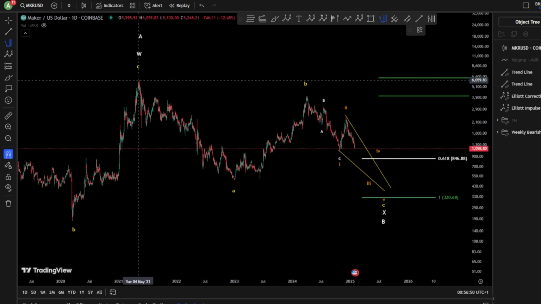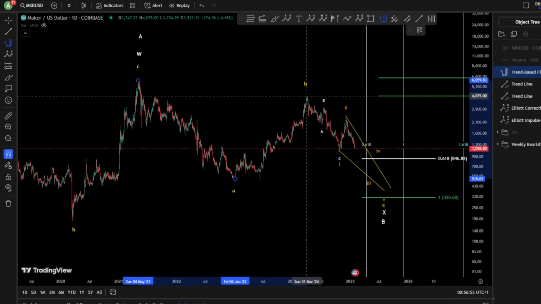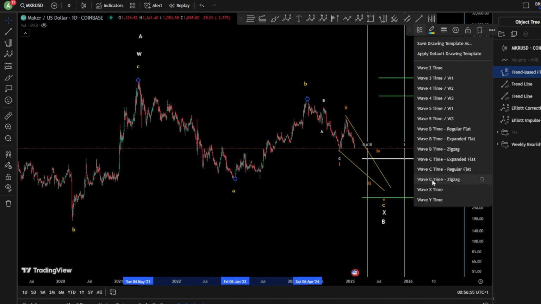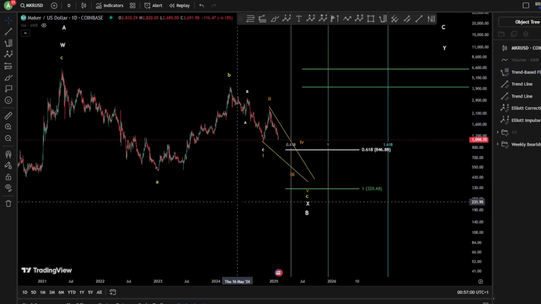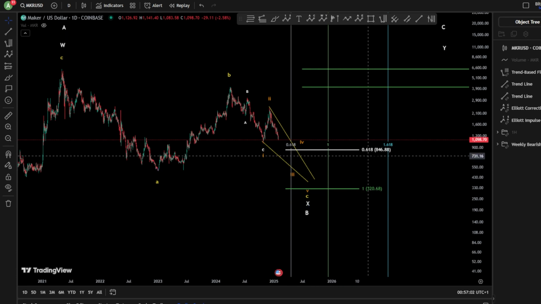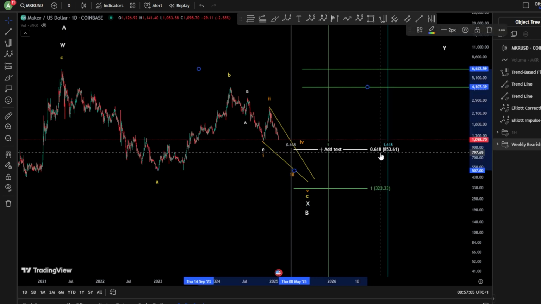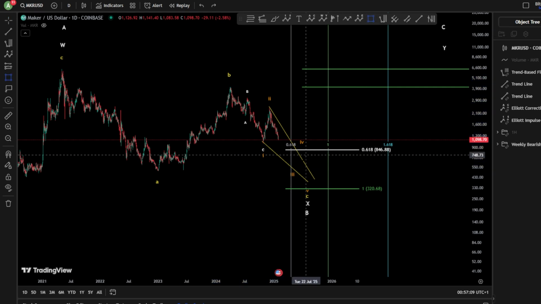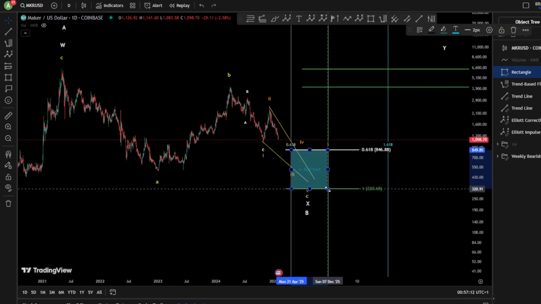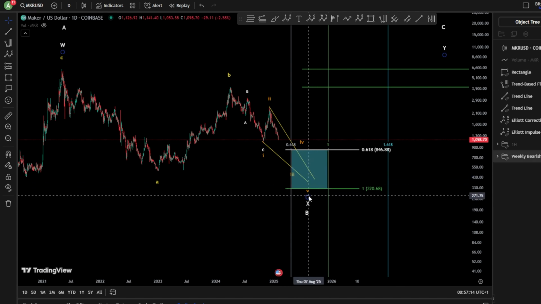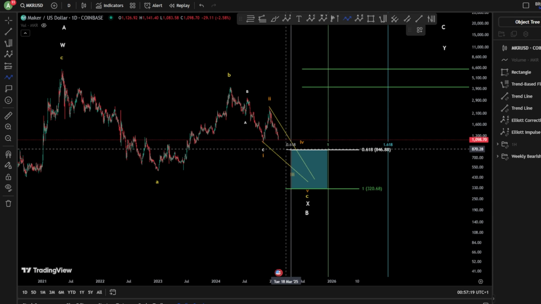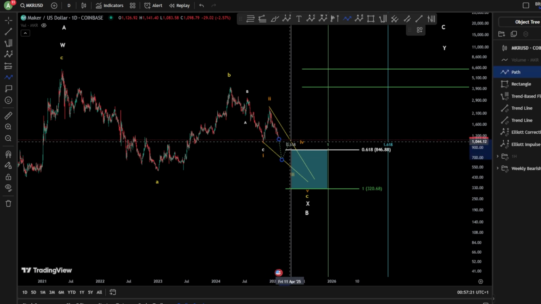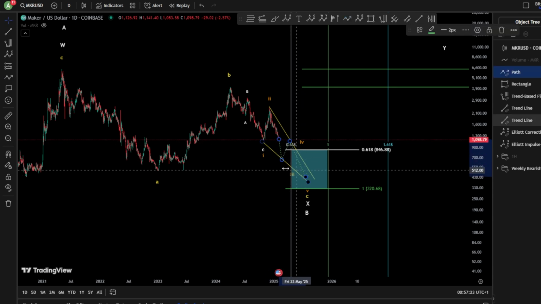So if we take the time taken from the wave A to the wave B, and we look for a wave C in a regular flat, here we go. So this is your perfect time to finish your wave C, I would say between the 0.618 and the one-to-one fib level. So if we have our blue box here, this is the perfect time to finish this wave C and then start to look for higher prices. If we add a little bit here the path of the downtrend, that would be perfect.